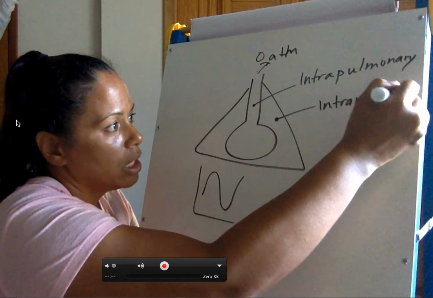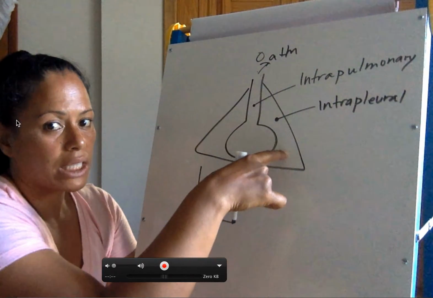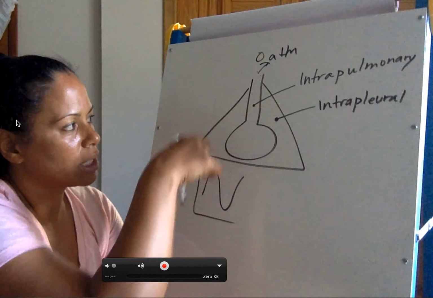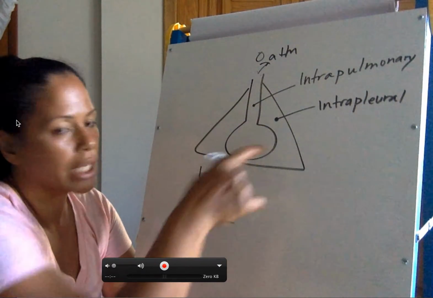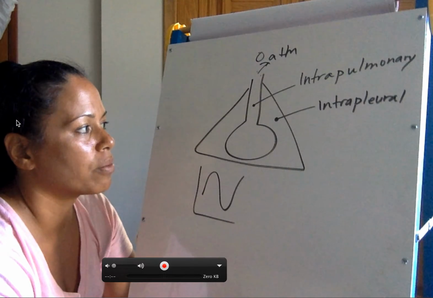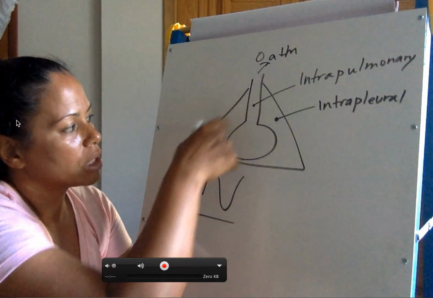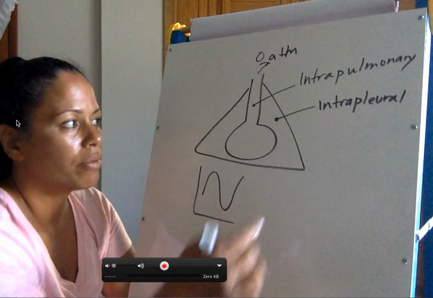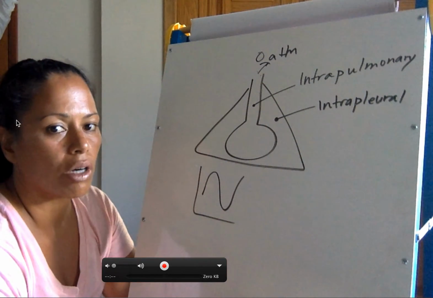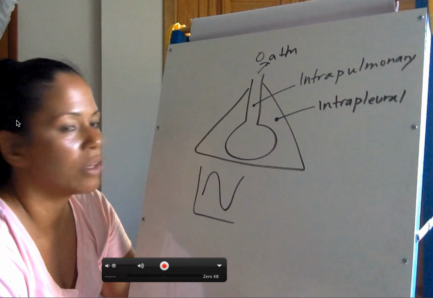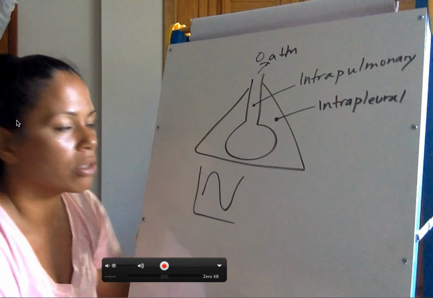Intrapleural talks about the negative space found inside of the pleural cavity. So what is the point of the pleural cavity? Well, the tissue of the lung is really soft and the chest wall is really hard. How do I get the two of them to work together? I create a little vacuum seal.